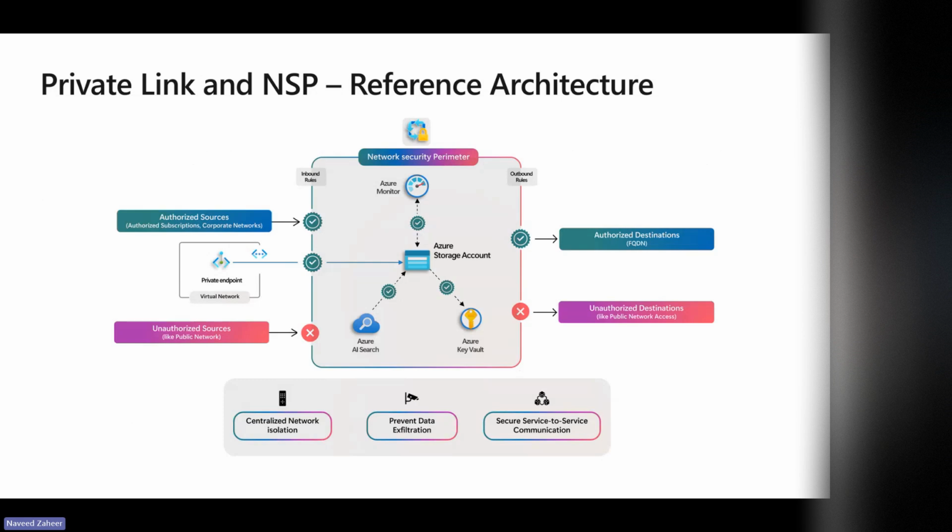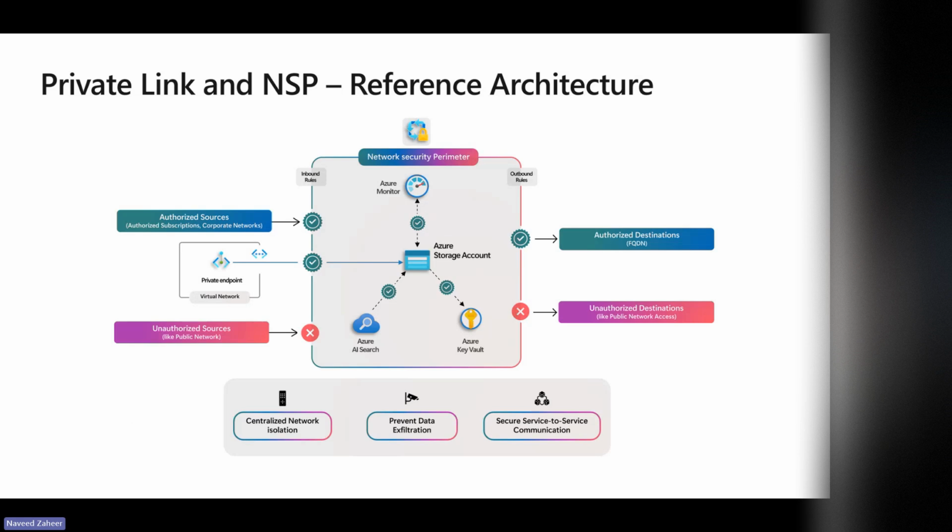So let's say, just like I described, you have a storage account that is used by an AI search service. There's a key vault which has the CMK, customer managed keys, to encrypt the data in the storage account. Then there is a log analytics where you are sending the logs and all of that, sitting inside an NSP. They're interacting with each other. All the access inbound and outbound is controlled.